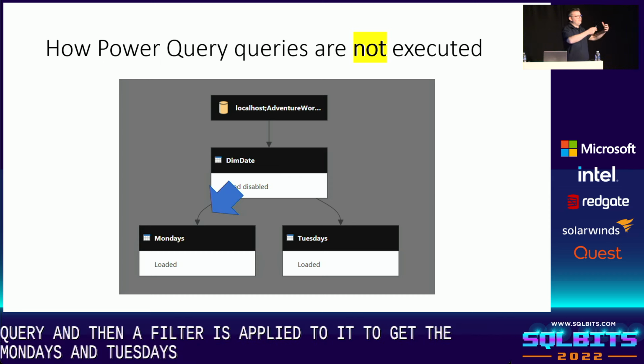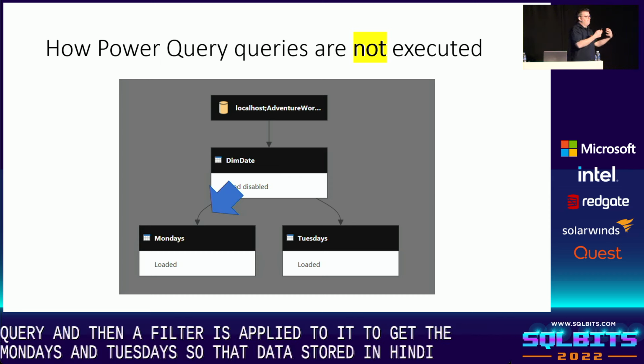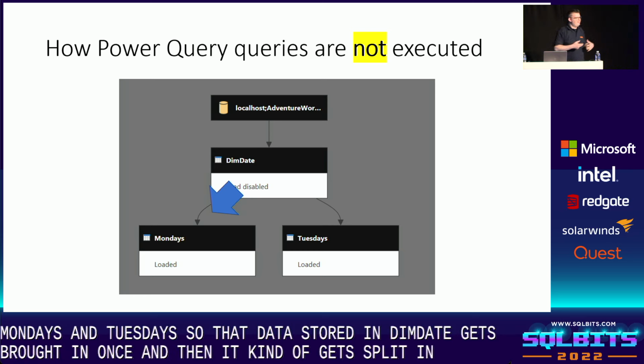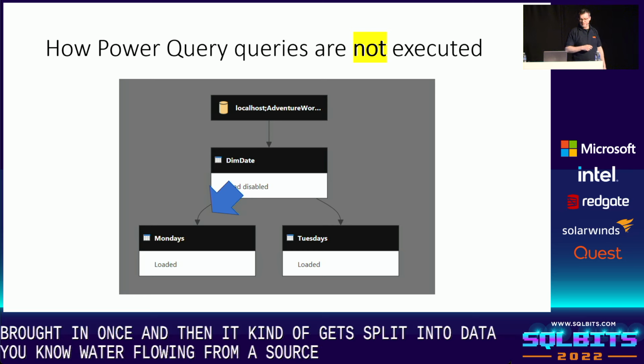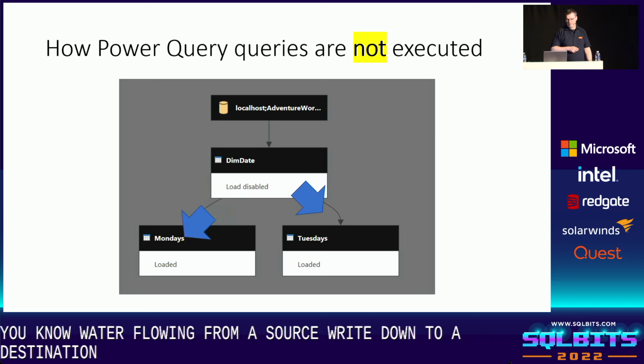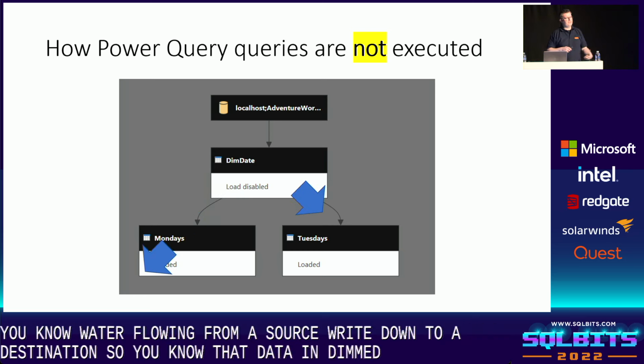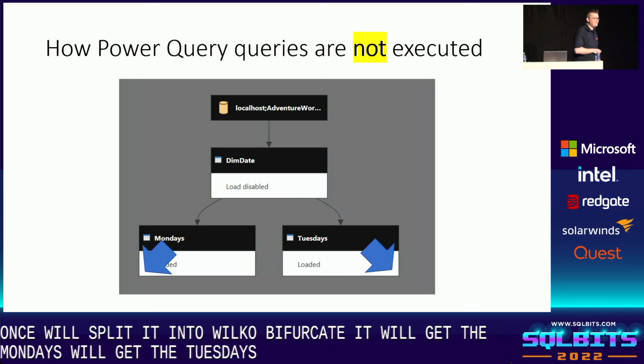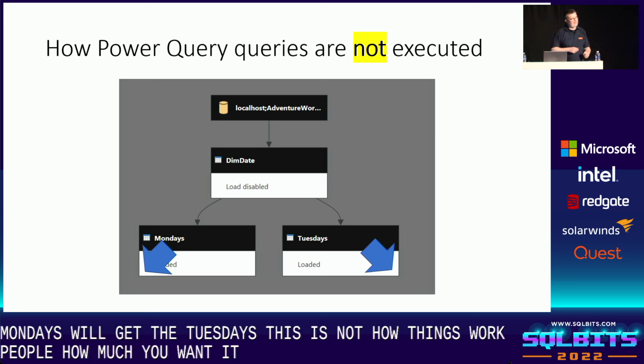So that data stored in dimDate gets kind of brought in once, and then it kind of gets split in two, kind of like water flowing from a source right down to a destination. So, that data in dimDate, we've got it once, we'll split it in two, we'll kind of bifurcate it, we'll get the Mondays, we'll get the Tuesdays. This is not how things work, people. However much you want it to, it's not how things work.